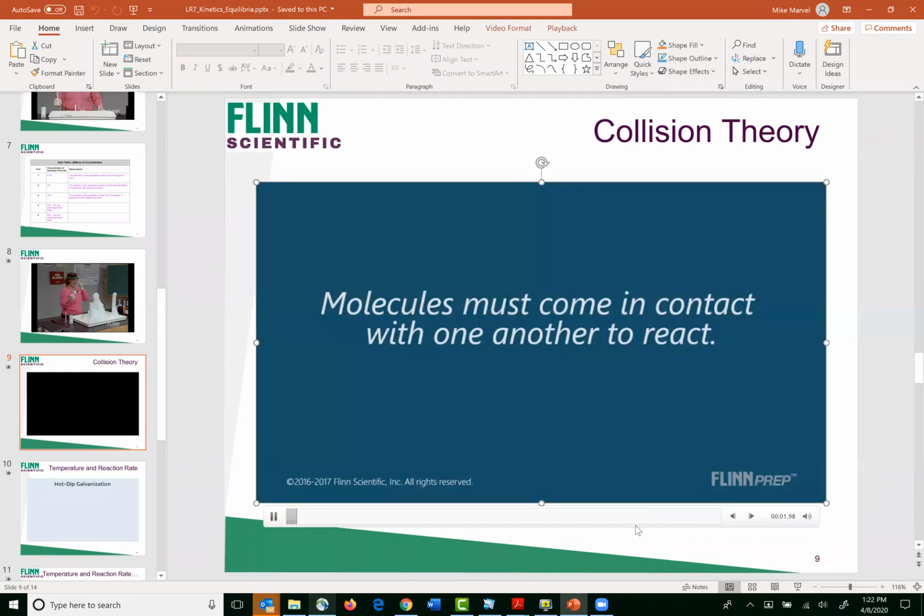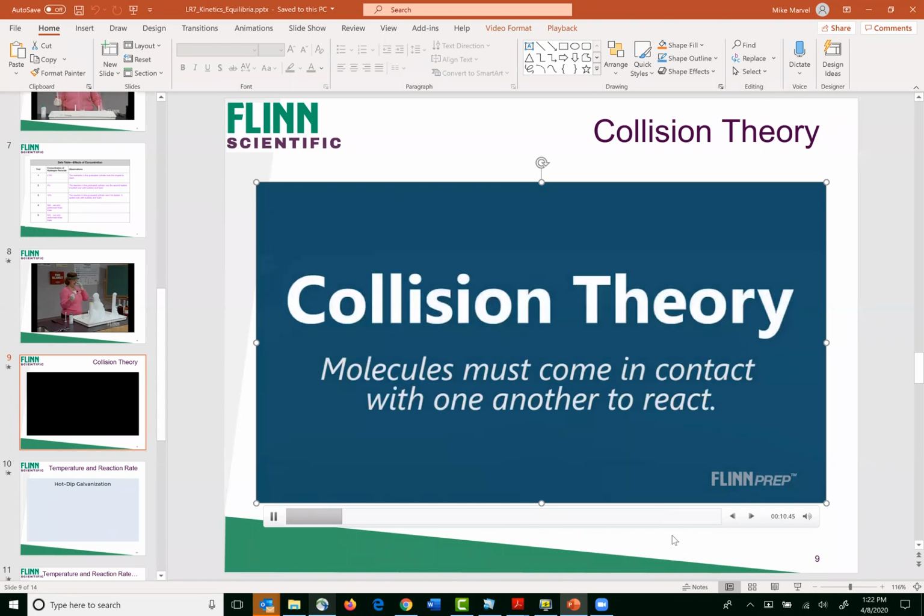One of the fundamental things to realize about reactions is that molecules have to come in contact with each other to react. This idea is often called collision theory. And collision theory tells us that it is not enough for molecules to simply collide. They have to collide in the right way to react. There are a few things you can do to help collisions be successful and lead to a reaction.